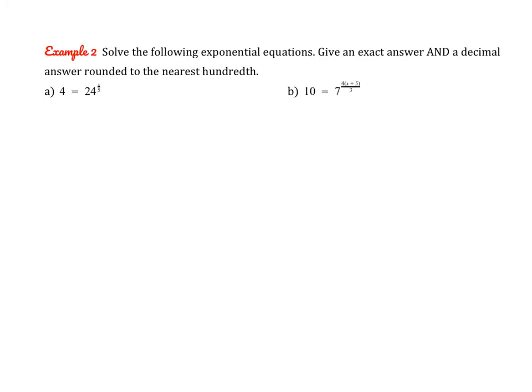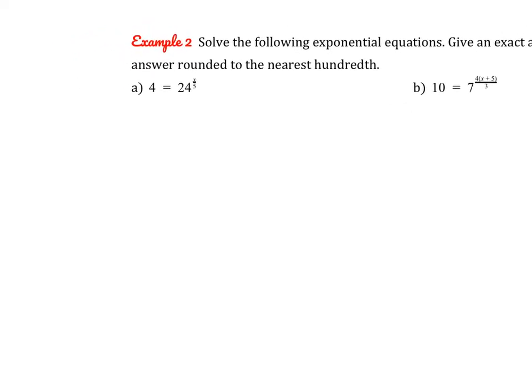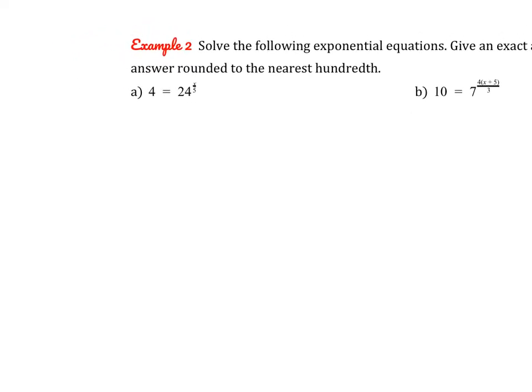All right, let's try a couple more together. So again, we're going to solve and we're going to give both an exact answer and a decimal answer. So this first one we have 4 equals 24 to the power of x over 5. So again, we have two different ways we can approach this. Let's start by taking the log of both sides. So again, since this is base 24, I'm going to recommend to take the log of base 24 both sides. Of course, you can do whichever log you want, but this is the most convenient way, I think, to simplify.